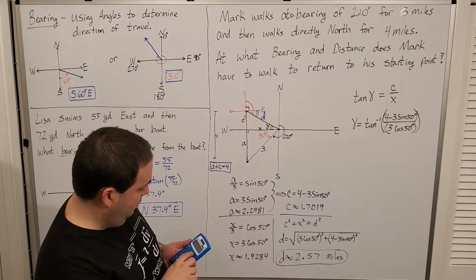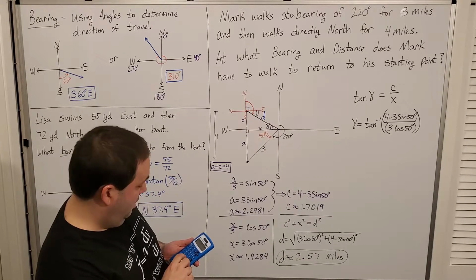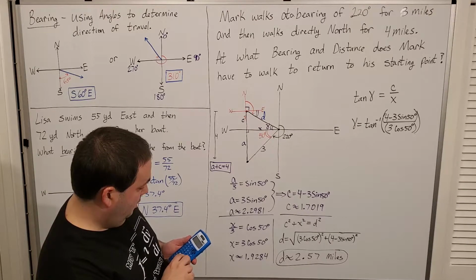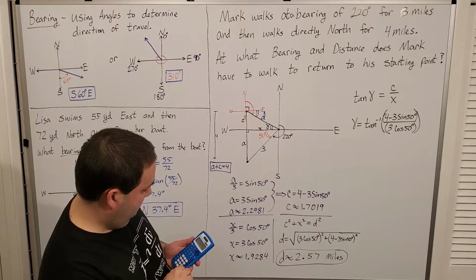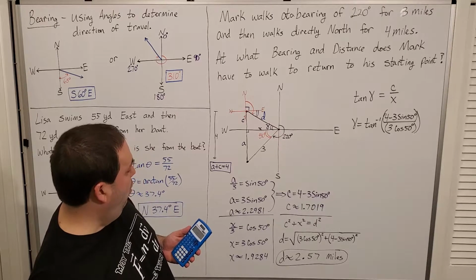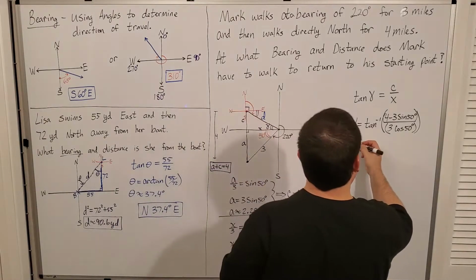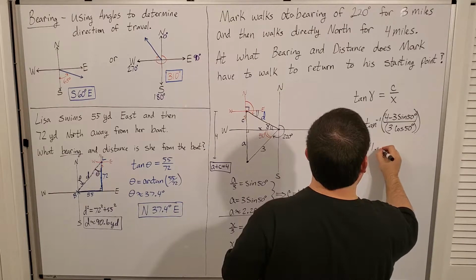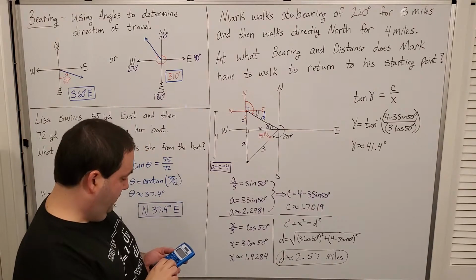Close my numerator. Divide, open denominator, 3 cosine 50. Close denominator, close the whole thing. And I'm getting 41.4 for this. Degrees. Now remember, that's not my bearing.